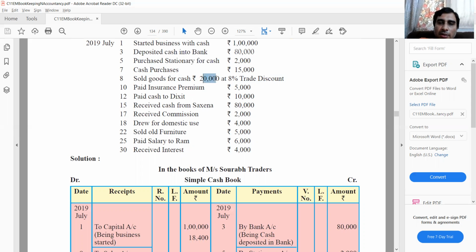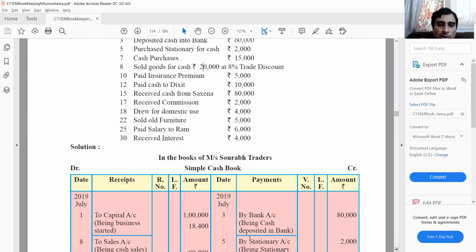You are saying this is the list price of the product, it is 20,000, but you have given a trade discount, not a cash discount. 8% means 1,600 rupees, so you will receive 1,600 less than 20,000, which is 18,400. So just correlate this to 18,400 in sales. You will not record 20,000, you will record 18,400.